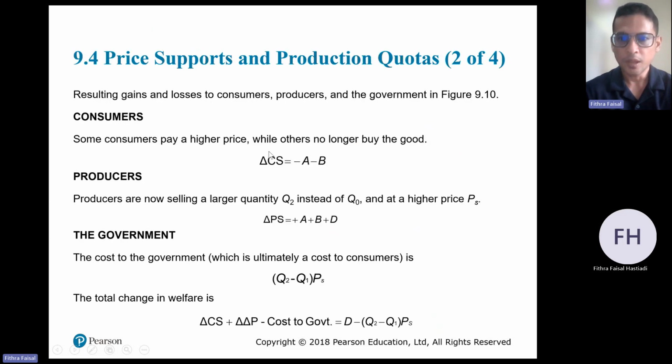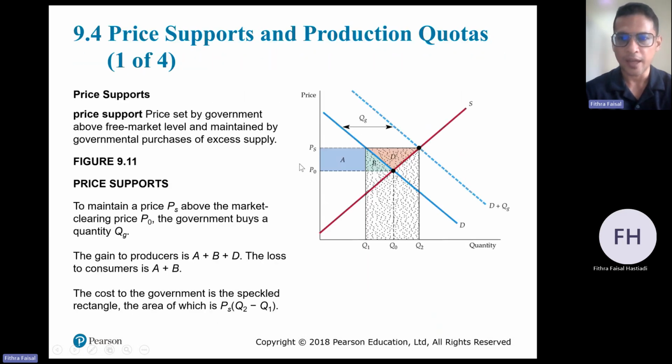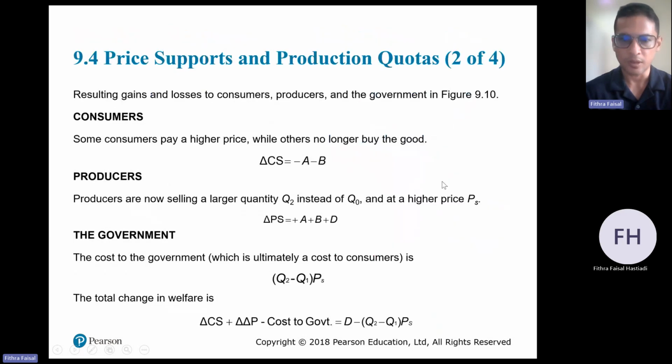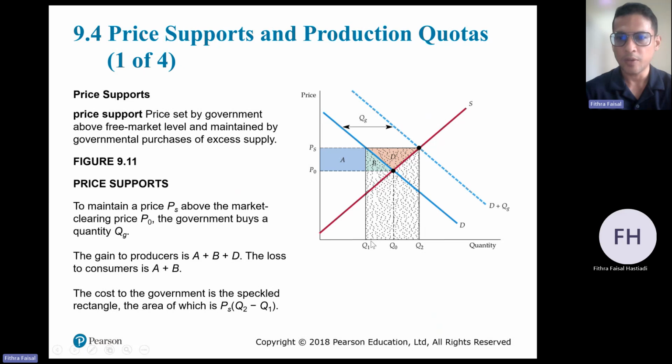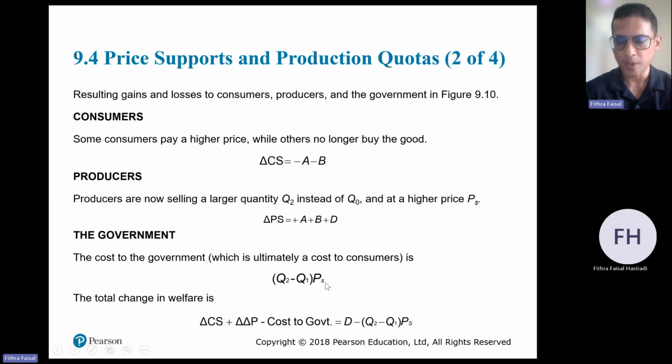If the consumer surplus loss is the areas A and B, the producers now have A, B, and D. And the government is absorbing Q2 minus Q1 at the price of PS. So this should be the cost for the government. So the total welfare effect should be minus A minus B, which is the consumer surplus, plus ABD here, minus the cost of government.